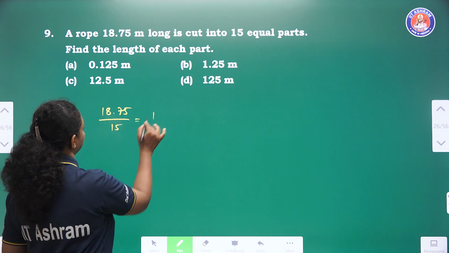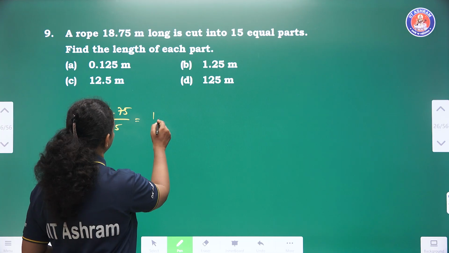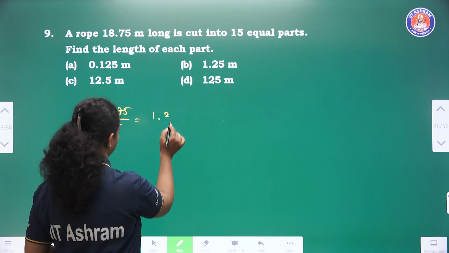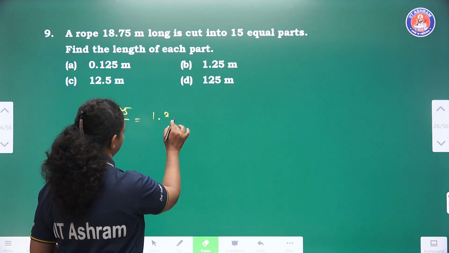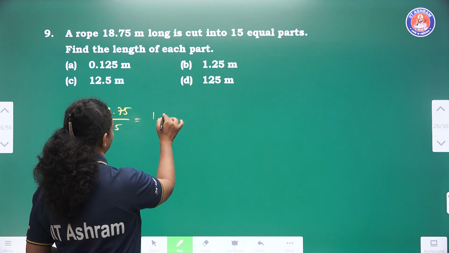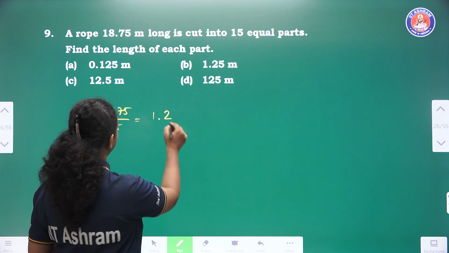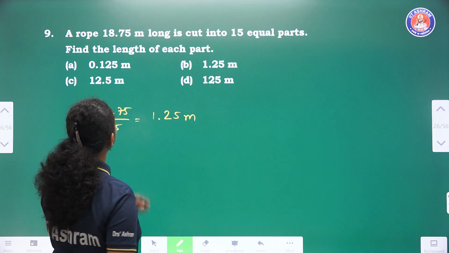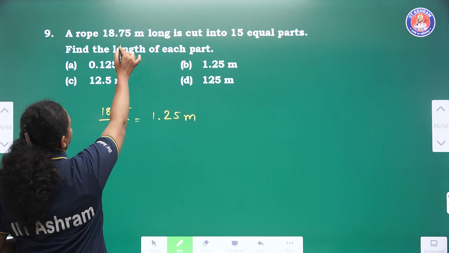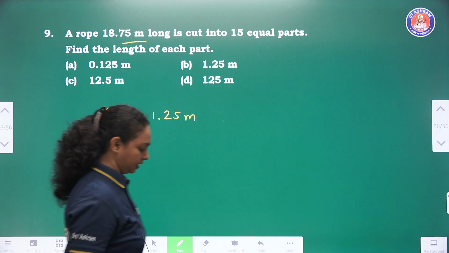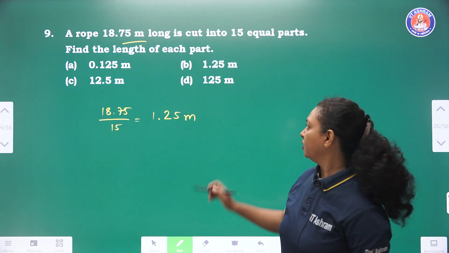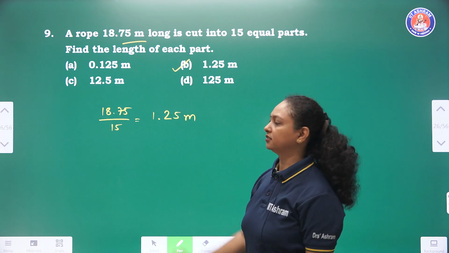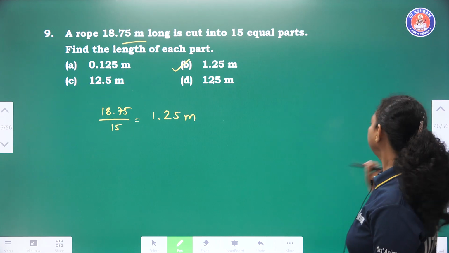So 15 ones are 15, and 3 remains. 15 twos are 30. So here we can write 275, that is 5. So 1.25, and what is its unit? Meter, because here meter is given, right? So the length of each part is 1.25 meters. So this could be your answer.